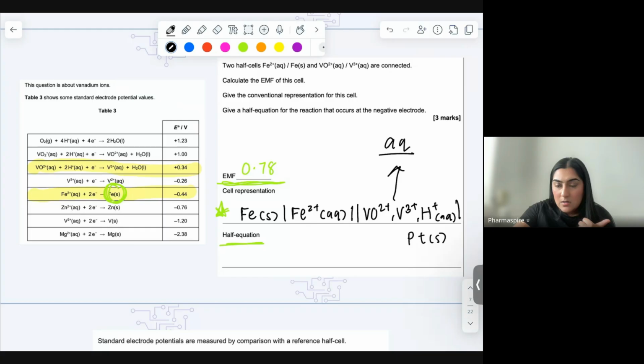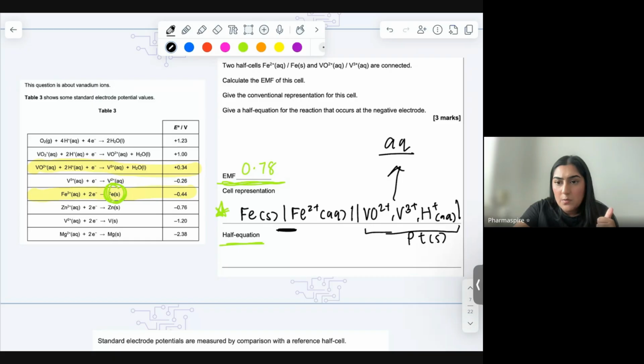Why is it a comma and not that? So these lines are phase boundaries. The reason they're not lines is because these are in the same phase, right? They're all in the same beaker. They're not in a different phase. So that's why we do commas instead of lines.